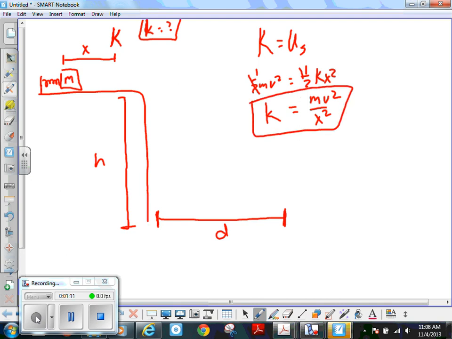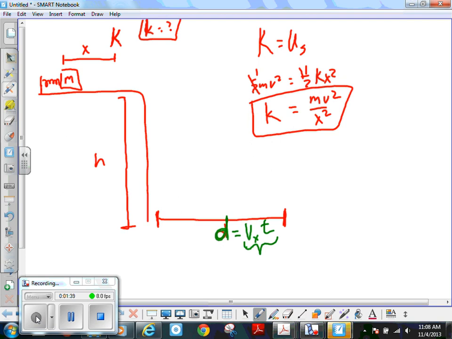So now we have to work our way backwards. This distance here is a product of the velocity in the x direction and the time that it takes to fall, right? So we can do it in terms of d. So right there we see that we're going to somehow get our v out of the equation because it's going to be in terms of d.